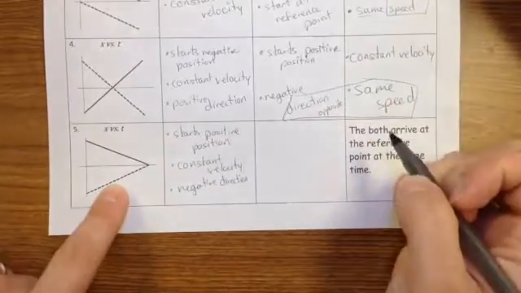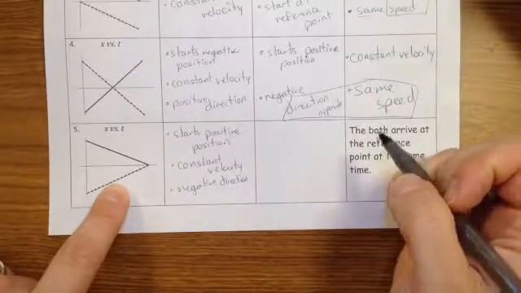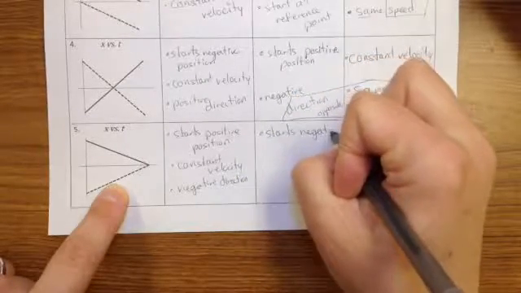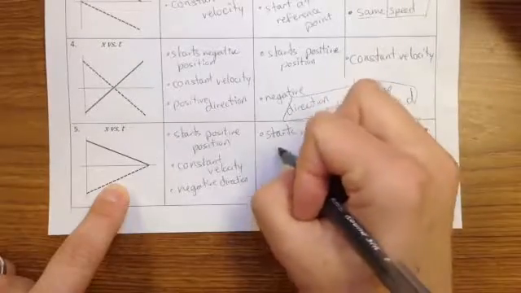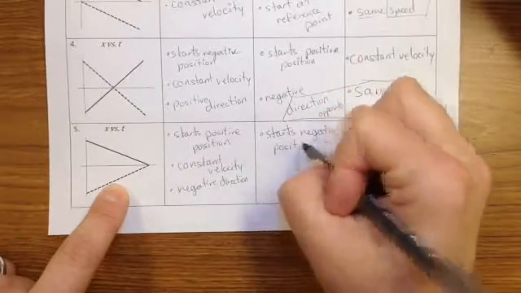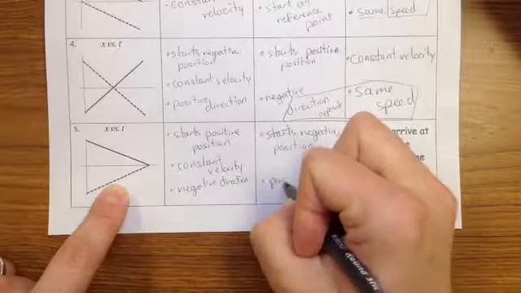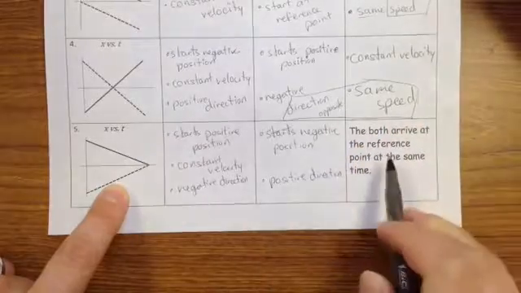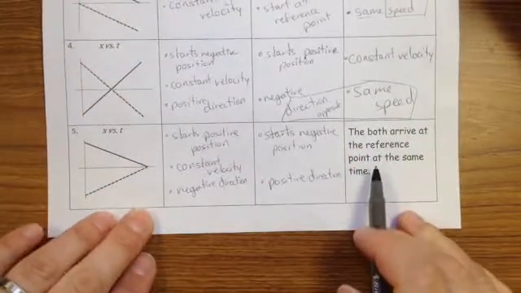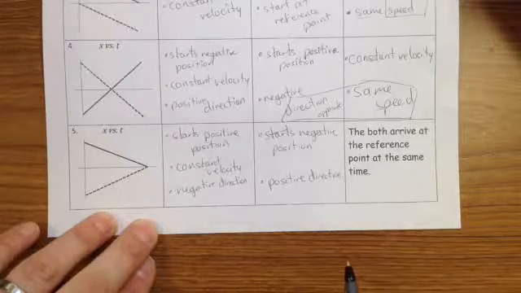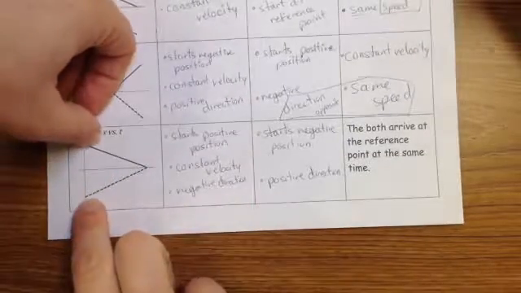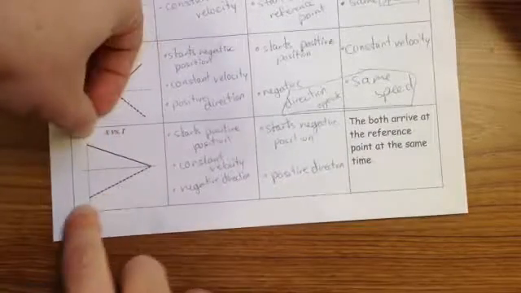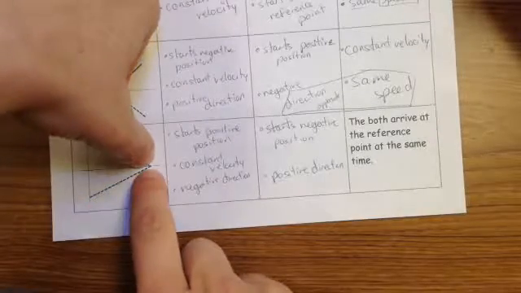All right, what's different about the dash line? It starts negative. And what else? It's going in the positive direction. And what's similar? They both arrive at the reference point at the same time. So they're walking closer and closer to each other and they meet at the reference point. All right, so coming from opposite directions to arrive at the same place at the same time.